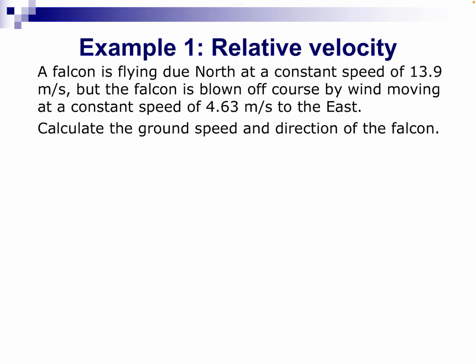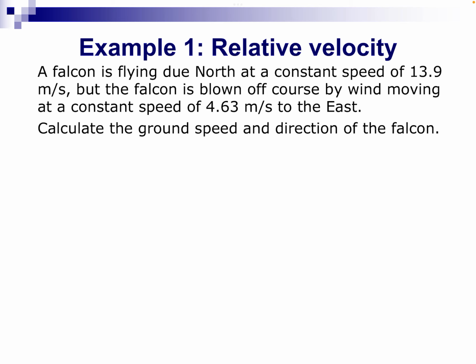Right, so here's an example of relative velocity. A falcon is flying due north at a constant speed of 13.9 meters per second, but the falcon is blown off course by wind, moving at a constant speed of 4.63 meters per second to the east. We want to calculate the ground speed and direction of the falcon, meaning from the point of view of a person on the ground who is observing the falcon's flight. How fast is the falcon moving, and in which direction is the falcon moving?